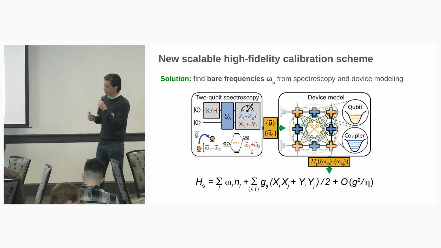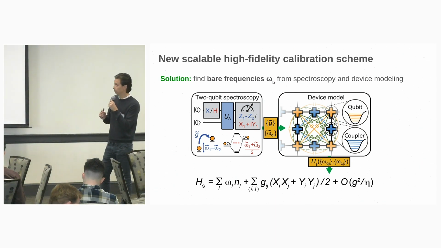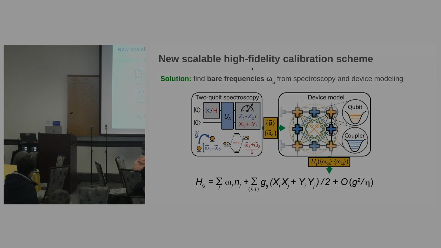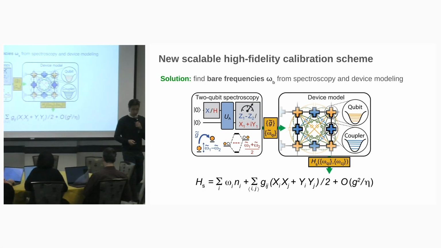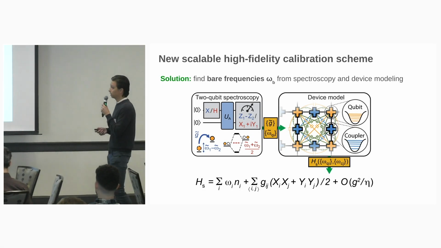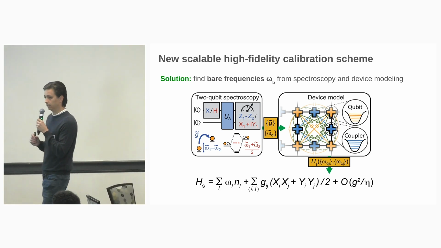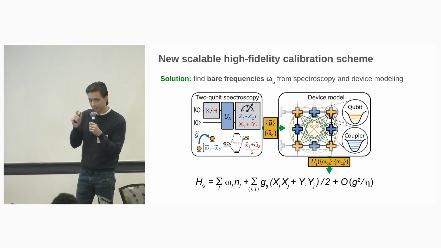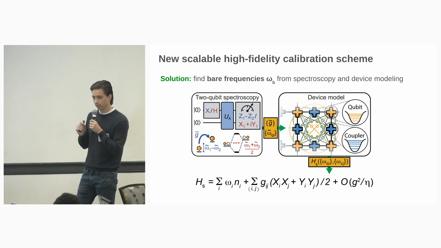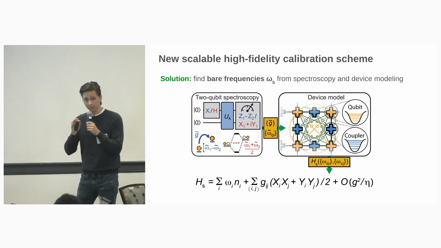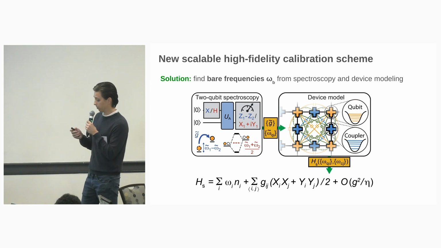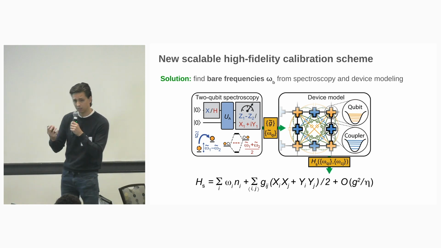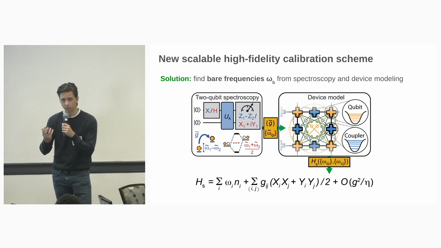We tackled that challenge by developing a completely new, scalable, high-fidelity calibration scheme, where really the key idea is to explicitly calibrate the bare frequencies of the system. The reasoning behind that is that these bare frequencies do not change when you move from a local calibration setting to a global experiment. To extract these bare frequencies, we developed a set of carefully chosen 2-qubit spectroscopy measurements, shown on the left here. These allow us to extract all the information that we need about our system.